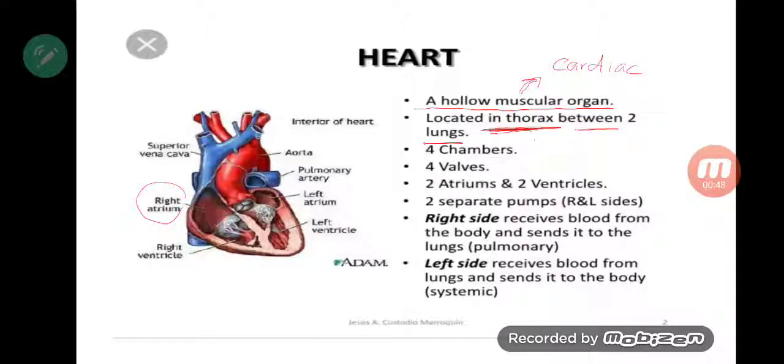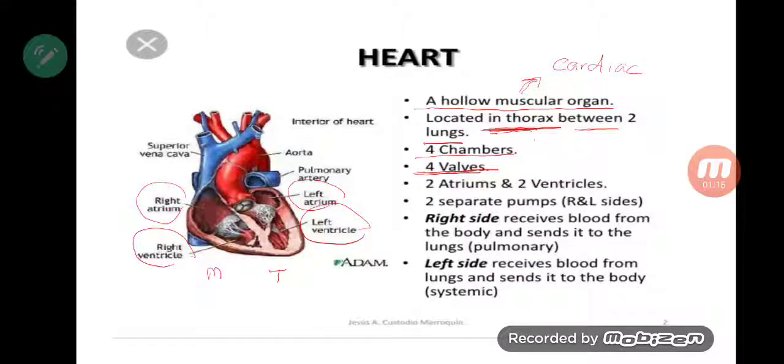The chambers are called right atrium, right ventricle, left atrium and left ventricle. It has four valves. There is a valve between the right atrium and right ventricle, which is called mitral, and there is another valve between the left atrium and the left ventricle, which is called tricuspid.